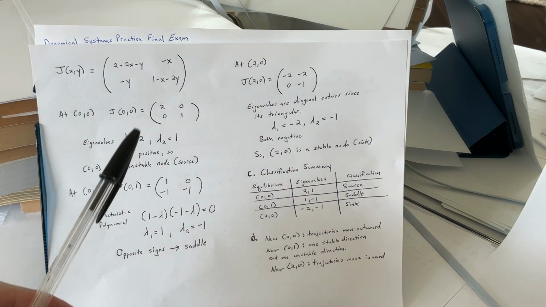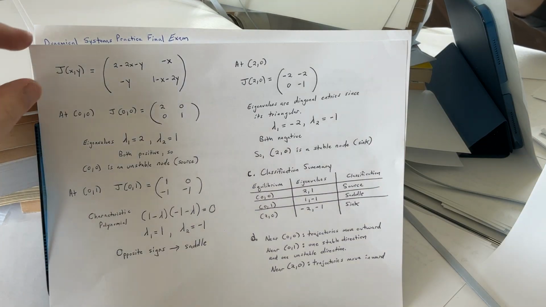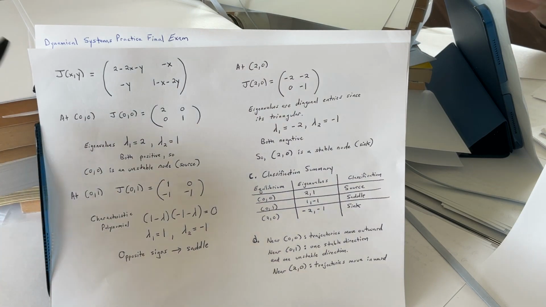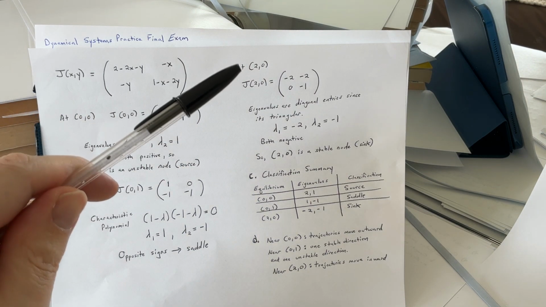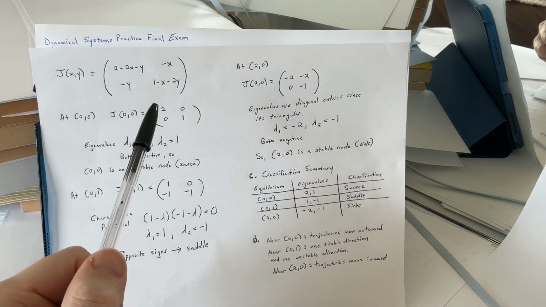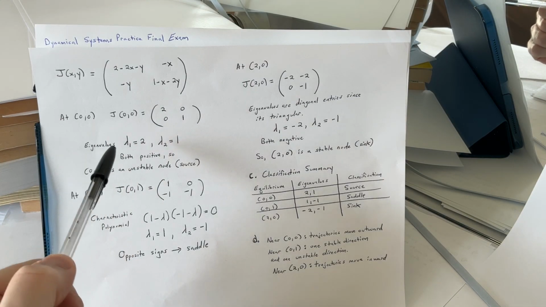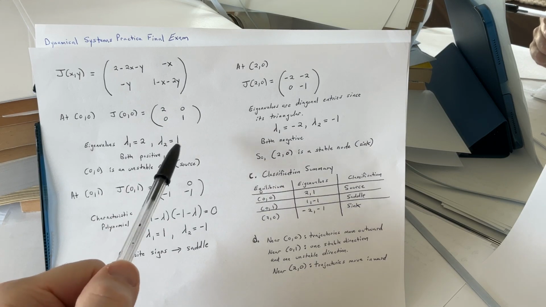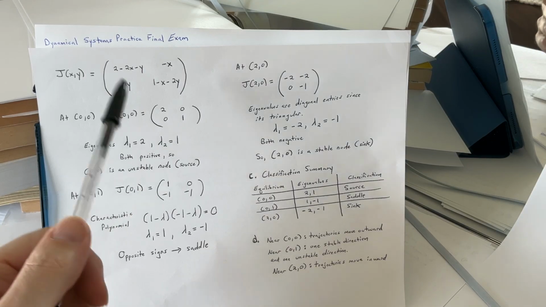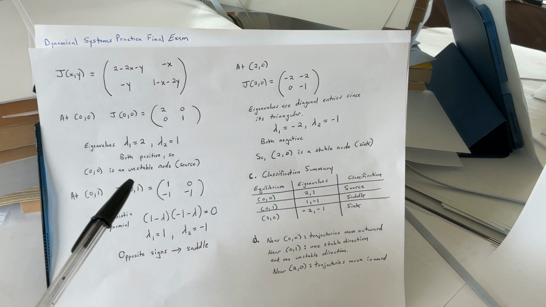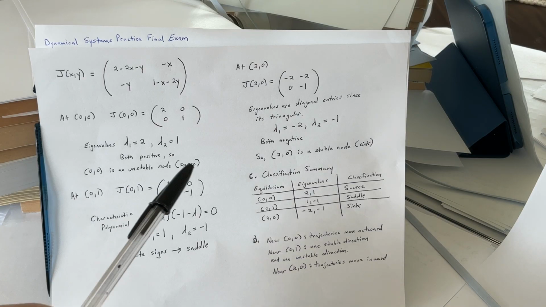The fixed points are (0, 0), (0, 1), and (2, 0). At (0, 0) we get eigenvalues lambda 1 is 2, lambda 2 is 1. Both are positive. So remember, in this case, if both of these are positive, then at (0, 0) we have an unstable node. So that's a source.